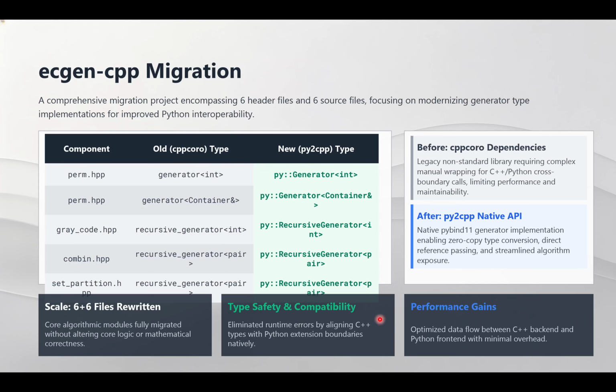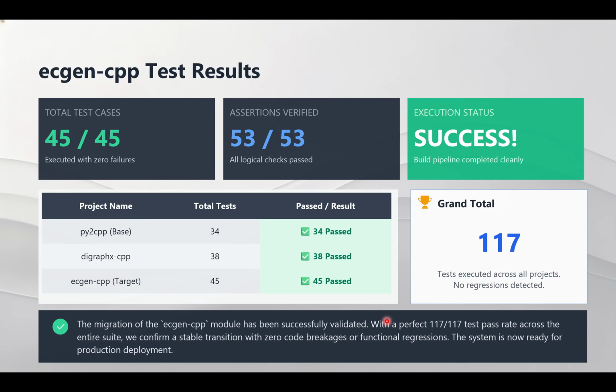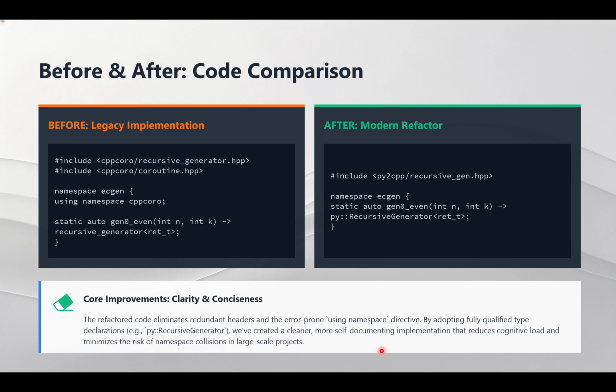It proves that the new Pi2CPP API is robust enough to act as a nearly drop-in replacement, despite fundamentally altering how memory, recursion, and exceptions are handled at the lowest architectural levels. Yeah, the final tally across Pi2 CPP, Digraphics, and Egin was 117 tests passed with 0 regressions. And get this, the migrated codebase replaced 400 lines of entangled CPP Coro infrastructure with roughly 340 lines of total Pi2 CPP code. Wow. And that 340 lines includes the implementation for both the standard generator and the recursive generator. It's just a complete win.